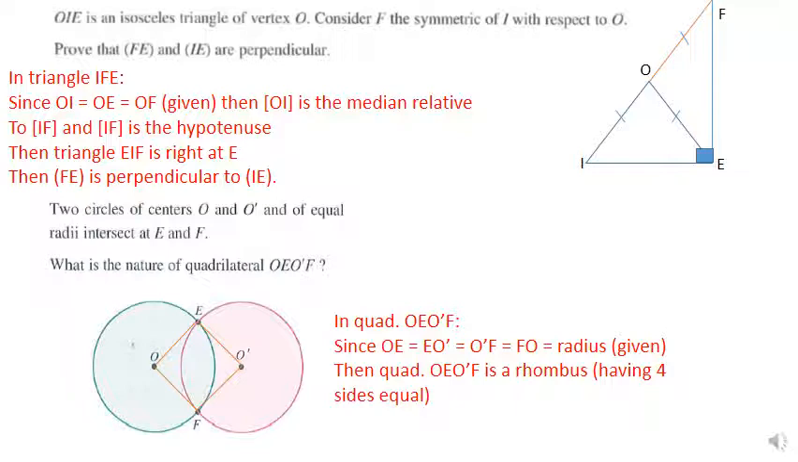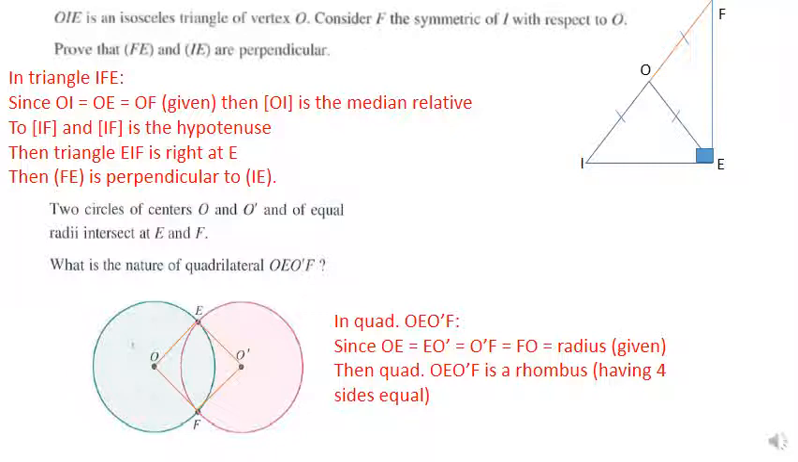Now let us solve an exercise about the median segment theorem. Triangle OIE is an isosceles triangle of vertex O. That means OI equals OE. And F is the symmetric of I with respect to O. So FO equals OI. Now we need to prove that FE is perpendicular to IE.